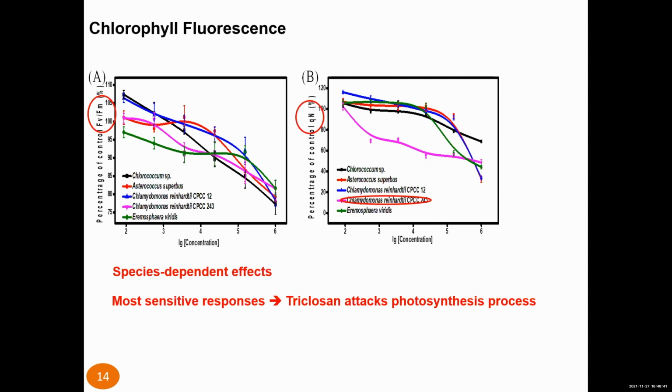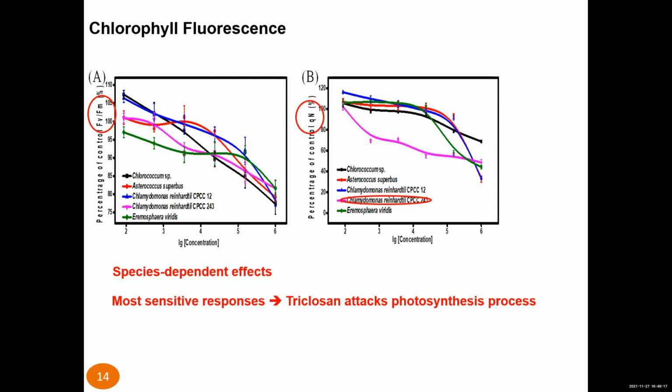And for chlorophyll fluorescence, we did a lot of tests, but we found Fv/Fm and qN are the two most sensitive parameters. Fv/Fm indicates the effectiveness of the photosynthesis system. And qN is the non-photochemical quenching. The increase of both parameters indicates the cells have a protection mechanism to protect themselves against the attack from the triclosan.